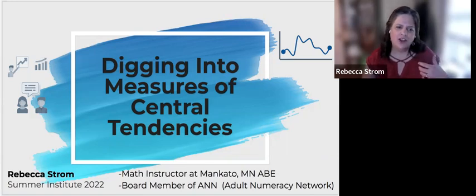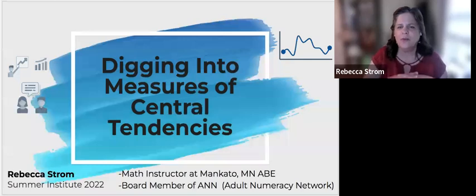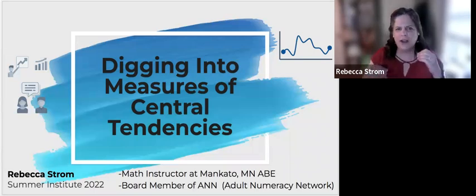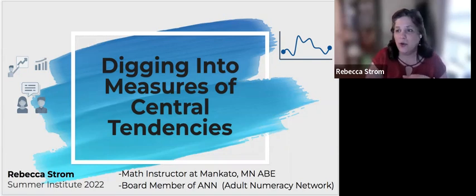Today we are going to look at the session called Digging into Measures of Central Tendencies. I stole this activity from an Adult Numeracy Network full-day conference that's a part of the COABE pre-conference. So I'm going to try to piece it apart and try to have a little bit of interaction. It's a 45-minute session, so I can go really quickly.